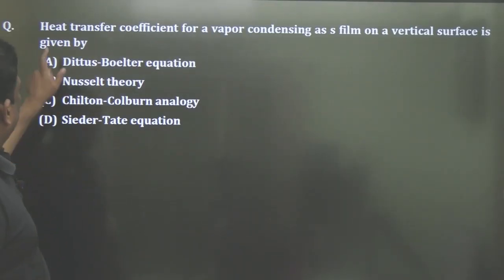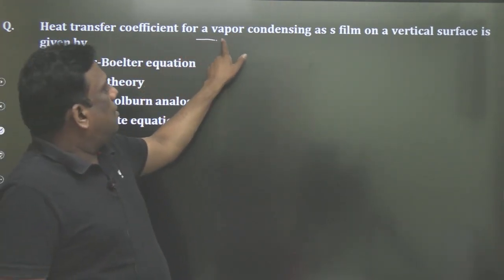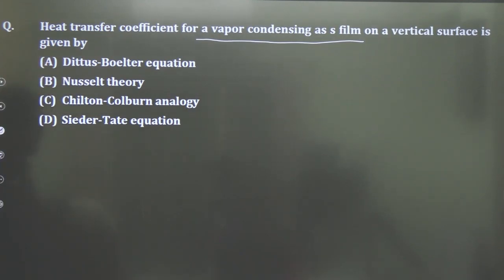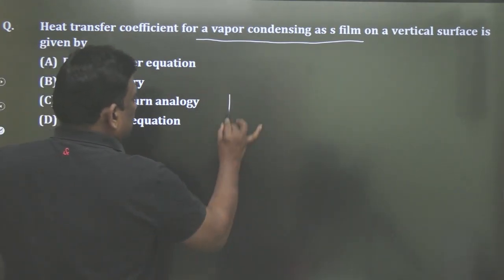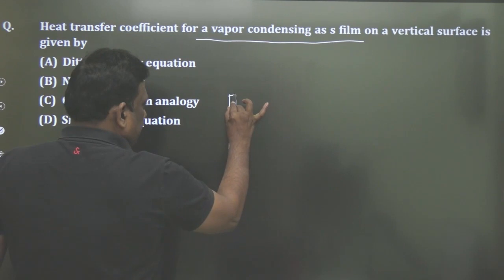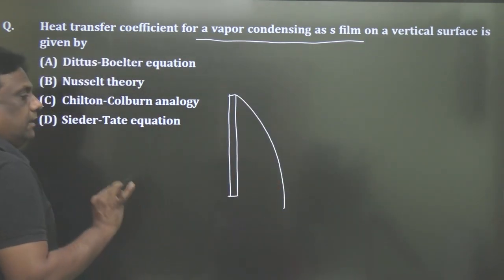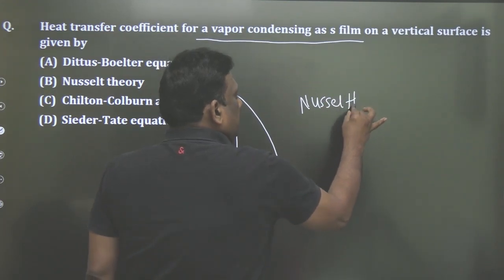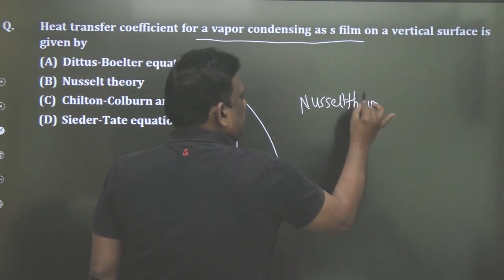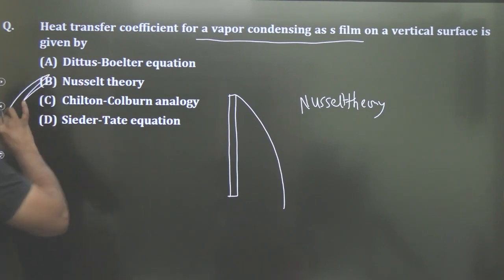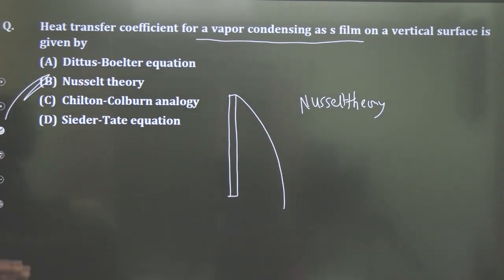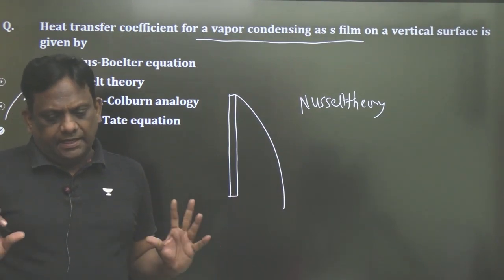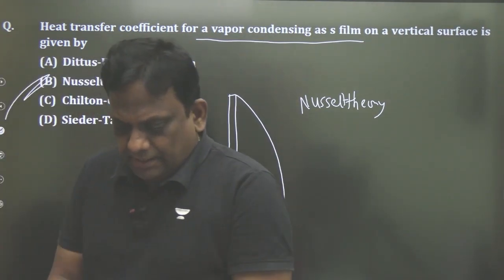Now read the question. Heat transfer coefficient for a vapor condensing as a film on a vertical surface is given by, here students, this is the plate and there is a condensation. And there is one theory known as Nusselt theory, Nusselt theory for the film-wise condensation. According to this theory, there are some assumptions.